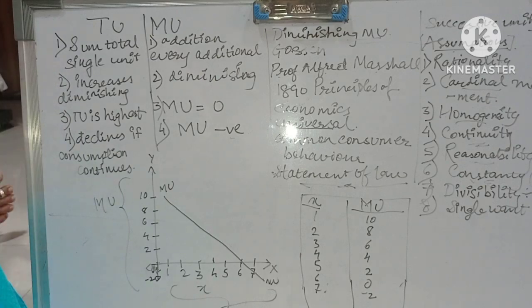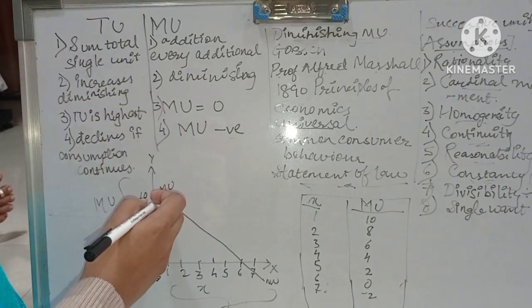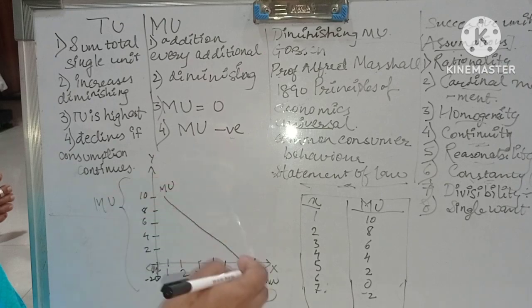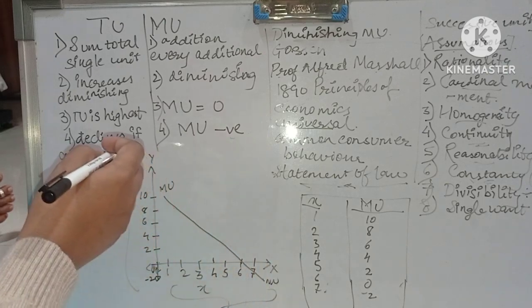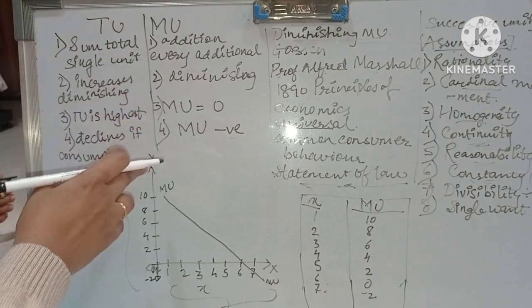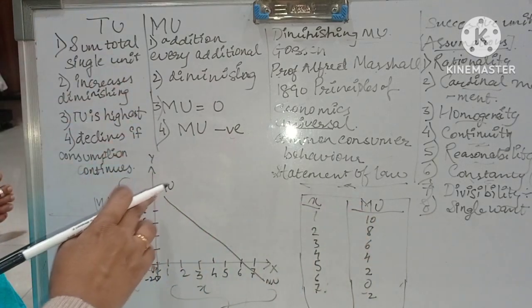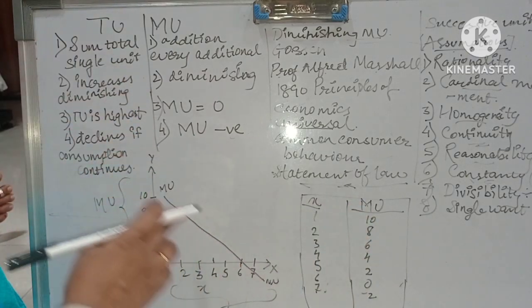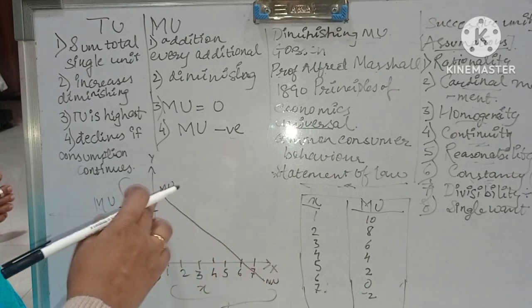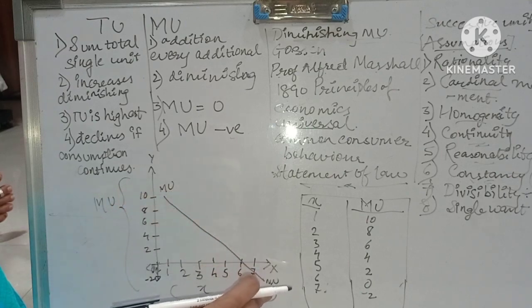When the locus of all points is joined. What does locus mean? When I draw the points and join those points, that is the locus. When the locus of all the points is joined, MU is derived. It slopes downwards. If you see, from 10 it has come to -2. It slopes downwards from left to right. This is the left side and this is the right side.